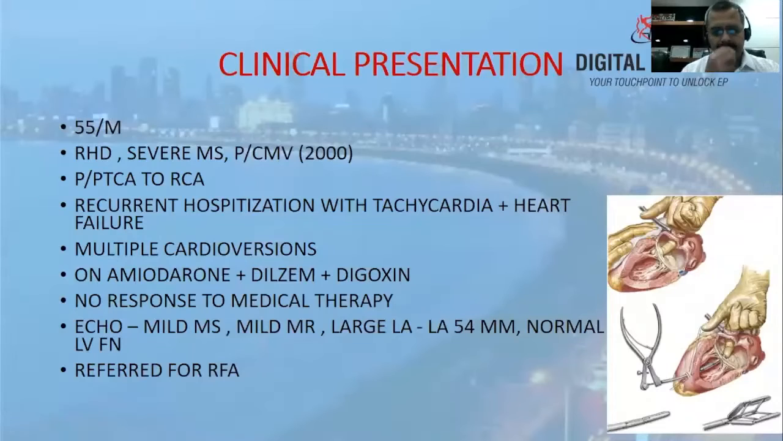a 55-year-old gentleman who underwent closed mitral valvotomy for severe mitral stenosis about 20 years back. Repeated hospitalization with tachycardia after that, multiple cardioversions done for tachycardia-associated heart failure, put on amiodarone, diltiazem, digoxin for incessant atrial flutter, with absolutely no response to medical therapy. Echo showed no significant mitral valve disease, but a huge left atrium of 54 millimeters with normal LV function. In view of incessant atrial flutter refractory to medical therapy and recurrent heart failure, he was referred for radiofrequency ablation.